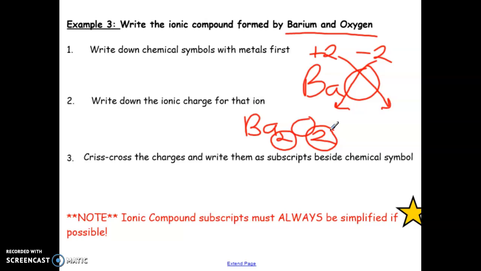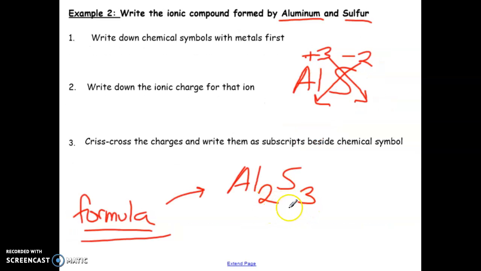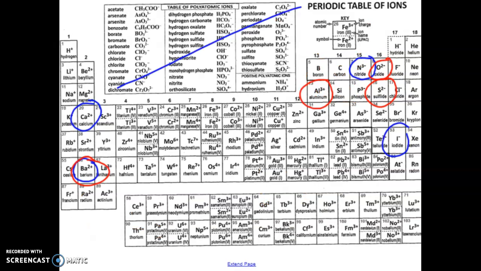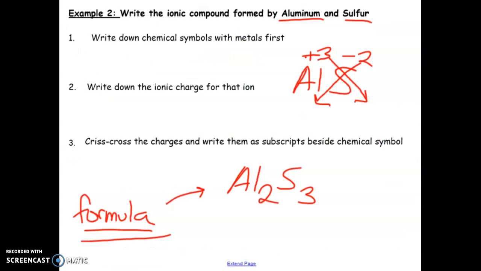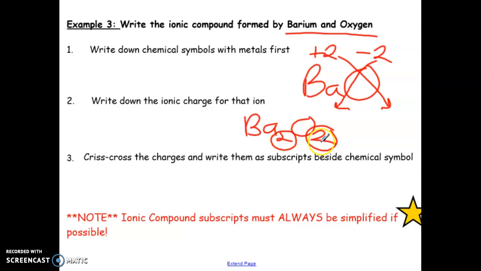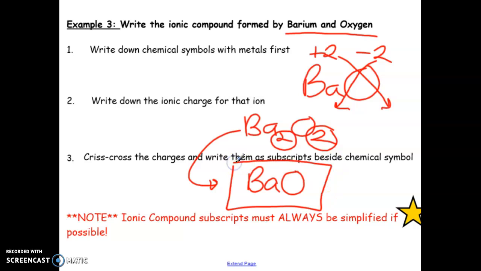What I mean by that is, over here, 2 and 3 cannot be reduced any further, right? And 1 and 2 cannot be reduced any further. However, because we have 2 and 2, we can reduce these down to 1 and 1. It's like we're dividing the subscripts to get the lowest set. So this translates into 1 and 1. You always want the lowest set. Ionic compound subscripts must always be simplified if possible. It may not be possible, but if you can, you always want to reduce.